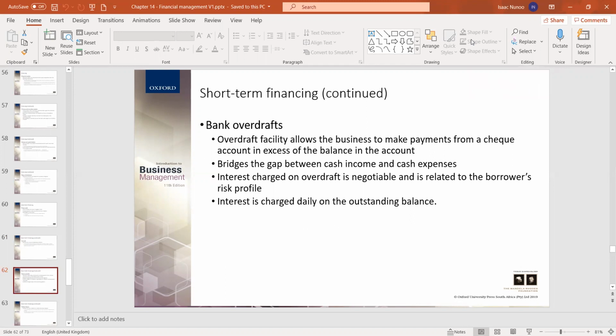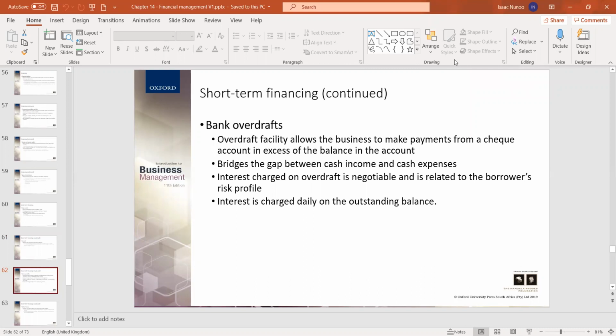So for example, if you have your own account with the bank, you can do an overdraft. That is, you can go in excess of the amount available, and basically you have to pay some charges and some interest on that. So basically, these are things that are mostly common in our locals, and these are the things that we're explaining. So it bridges the gap between cash income and cash expenses.